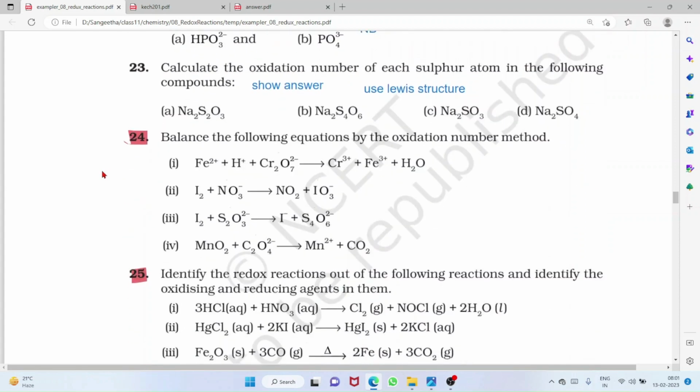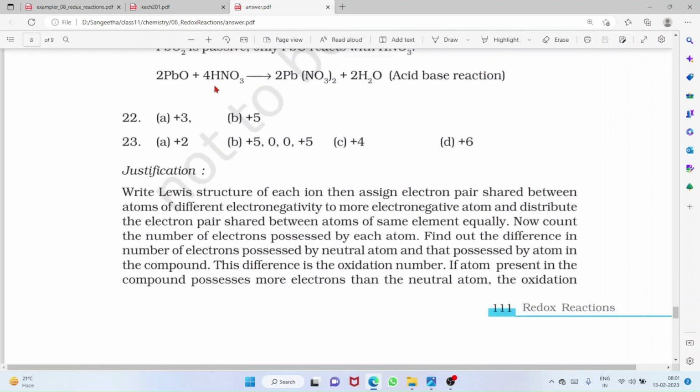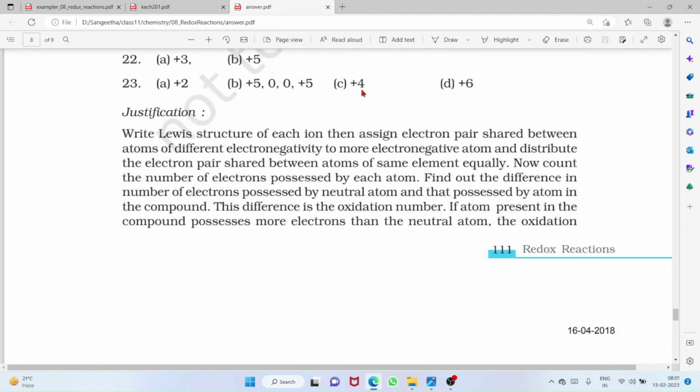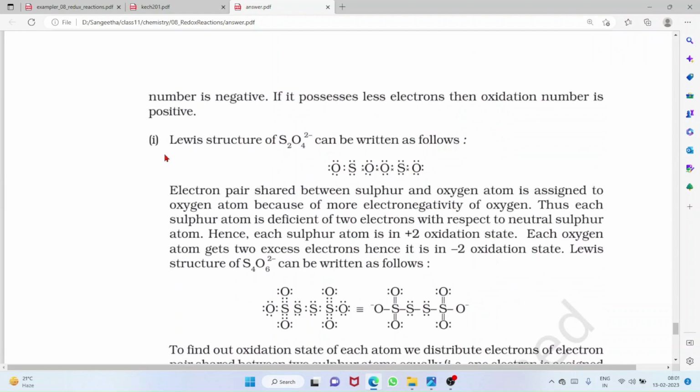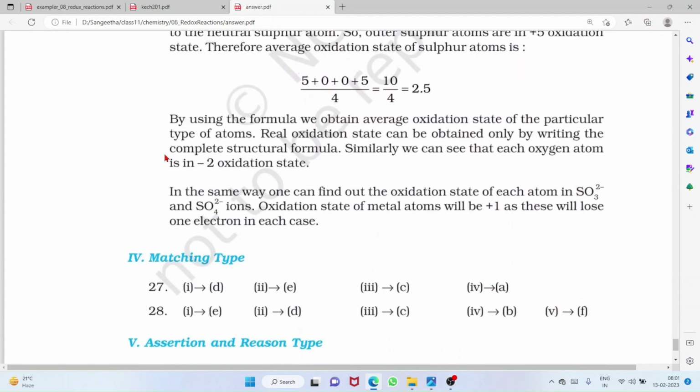Calculate the oxidation number of each sulfur atom in the following. So you have to use the Lewis structure to find out this. Okay. So these are the oxidation numbers. Then there is a description given in this. Okay, you can go through it using these Lewis structures. This is in the exemplar answers. Okay.